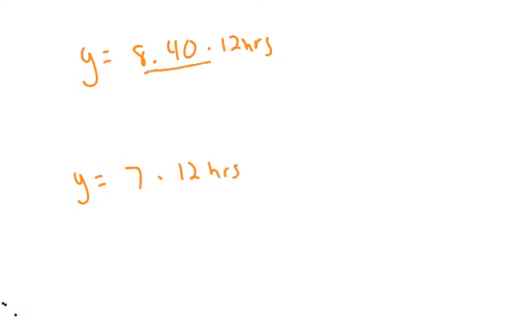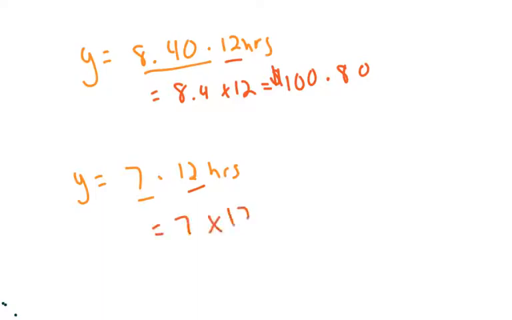So this was the amount of money each girl makes. Sorry, just the 7. And this was the number of hours that they worked. So all we have to do is multiply. So right here, we do 8.4 times 12, and we get 100.8, but we know this is money, so we have to add a 0 there. So that means the first person's making $100.80. And right here, we just have to do 7 times 12, and we get $84.